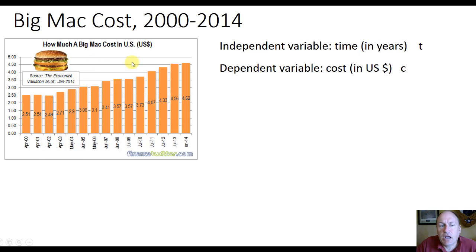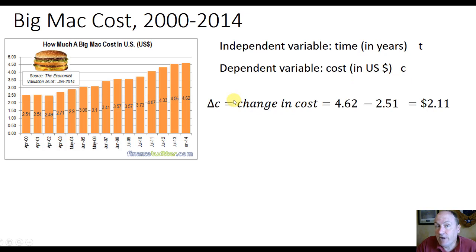Well, in this case, the cost of the Big Mac on the vertical axis depends on time. So the independent variable is time in years. Let's call that t. The dependent variable on the vertical axis is the cost in US dollars of the Big Mac in that given year. So let's call that c. Again, in algebra, you can define variables any way you want. This is just how we choose to do that.